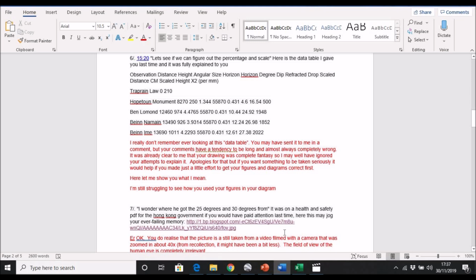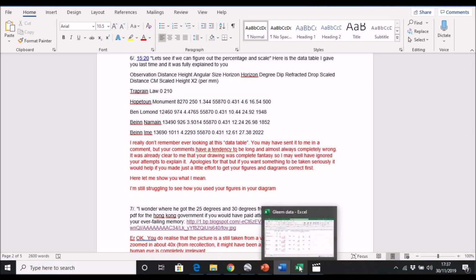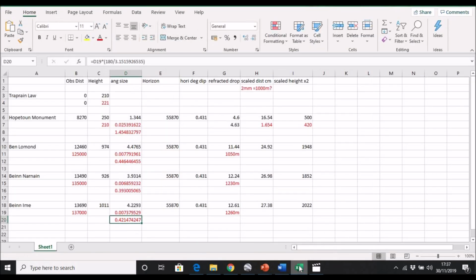Gleem says, here is the data table I gave you last time, and it was fully explained to you. Well, the data table is a bit difficult to read in the comment section or in this Word document, but I've transferred all the data to Excel, I believe accurately. And here it is. I've put Gleem's figures in black and my figures are in red. The distance, observer distance to Traprain Law is correct. The height of Traprain Law, Gleem has 210 meters, it's actually 221.